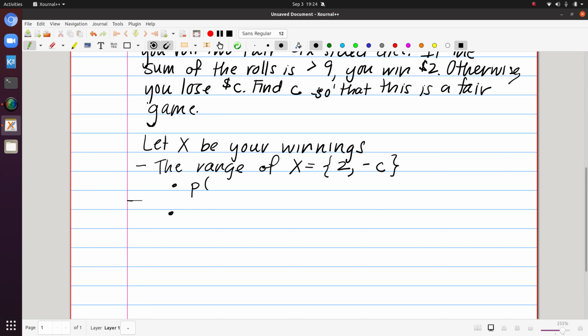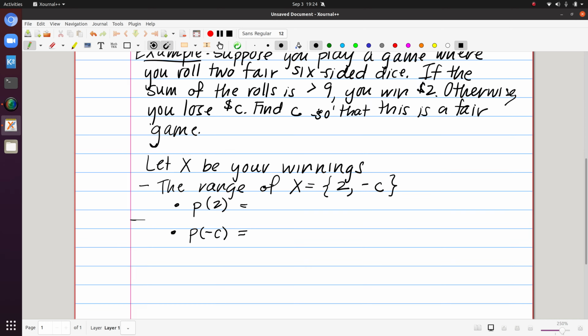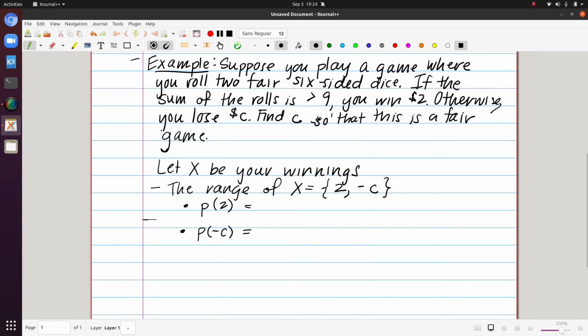So the probability that I win $2 and the probability that I lose C dollars. To find this, I would come back and recognize that if the sum of the rolls is greater than 9, then we want to consider that the sum is equal to 10, 11, or 12. You could look back at an earlier video where we computed the probability that the sum of two die rolls adds to different values.